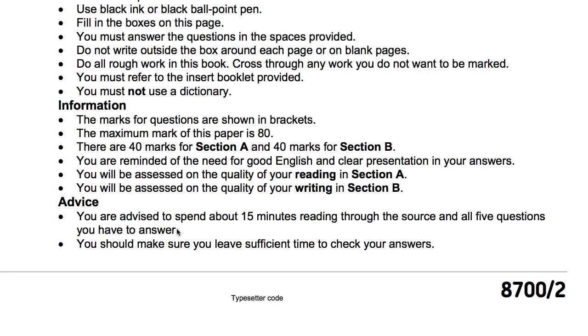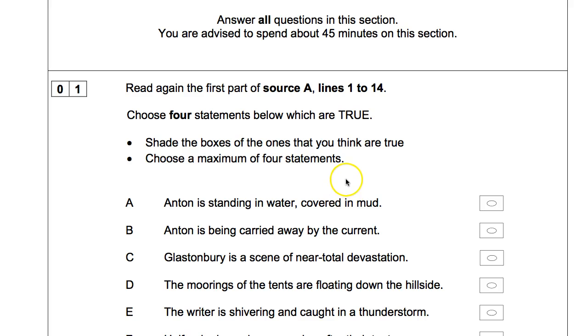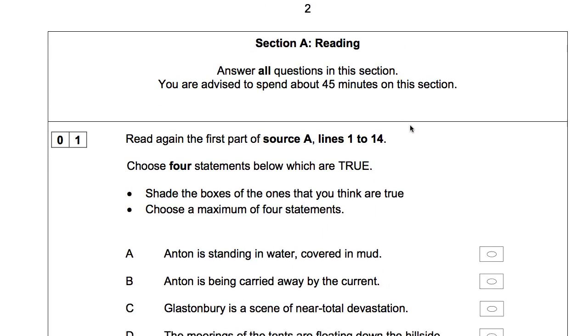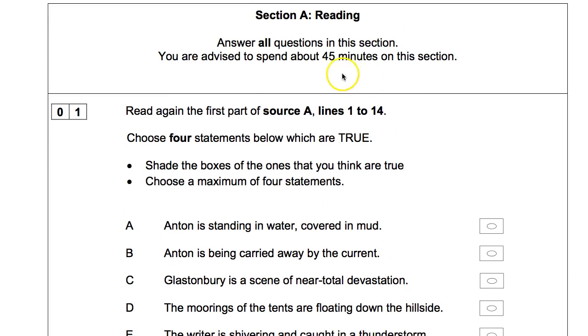In fact, you'll find that it's possible to start answering question 1 straight away, and that's what I'm going to show you how to do. So this is what question 1 will look like, and again the examiners are offering you very stupid advice. They're telling you to spend 45 minutes on this section. I don't think you'll be able to write your answers fully in 45 minutes if you've spent 15 minutes reading.